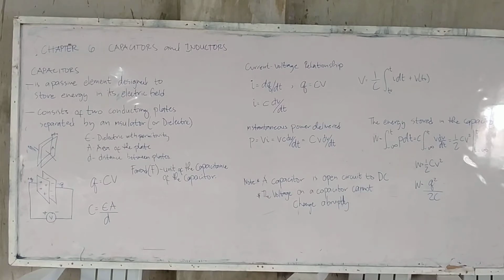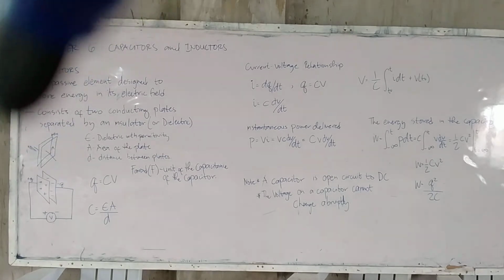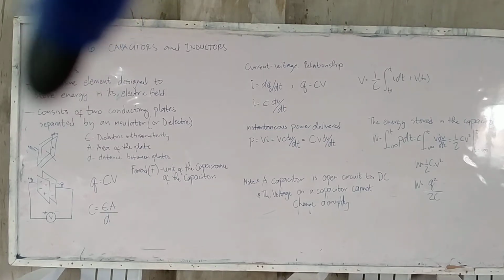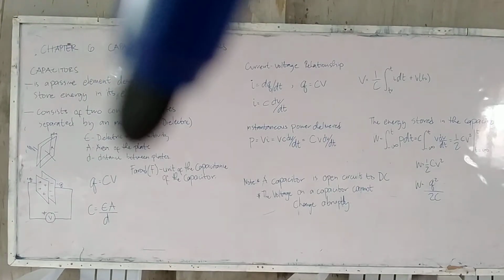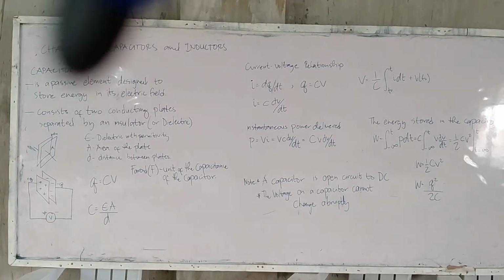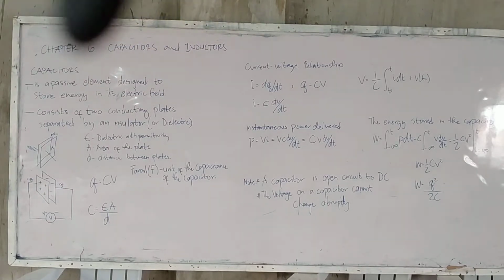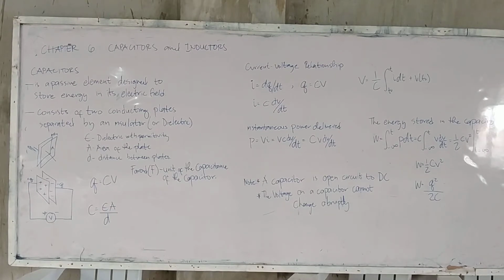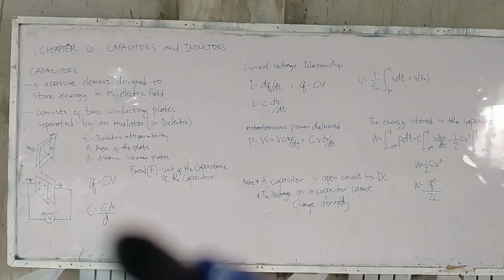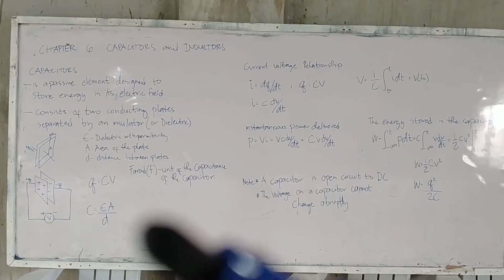A capacitor consists of two conducting plates separated by an insulator or dielectric. As you can see in this figure, we have the two plates, and the letter d, which is the distance between the two plates, and the two plates have a certain area A, and epsilon, which is the dielectric permittivity. Now, we have this formula: C is equal to epsilon A over d.